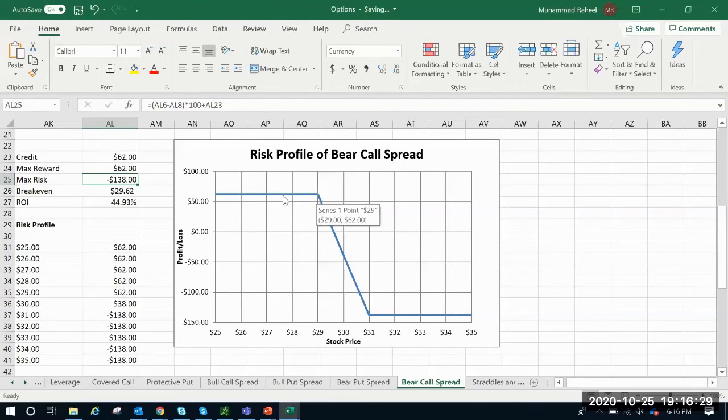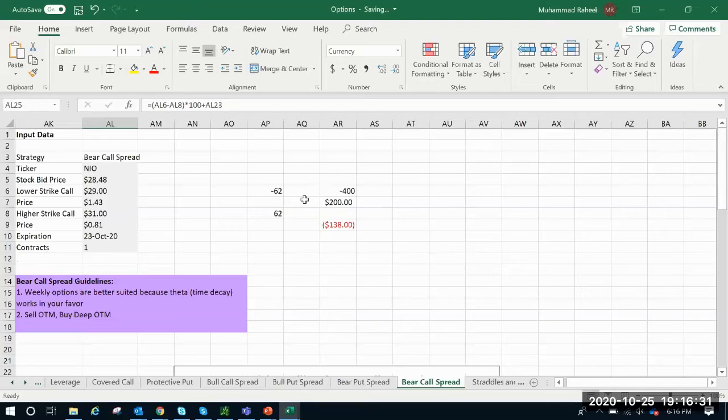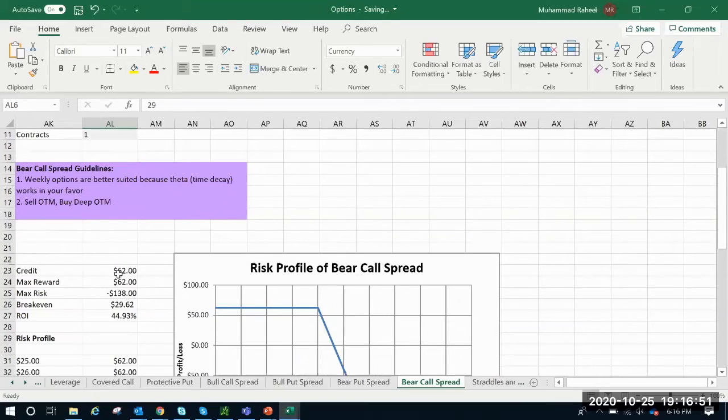On the gain side, let's say the stock behaved well for you, and it actually fell below the strike you're holding, which is 31. You sold 29 and you're holding 31. So if it falls below 29, both call options expire worthless, and you get to keep the $62 credit, and that's the maximum gain you're going to get.